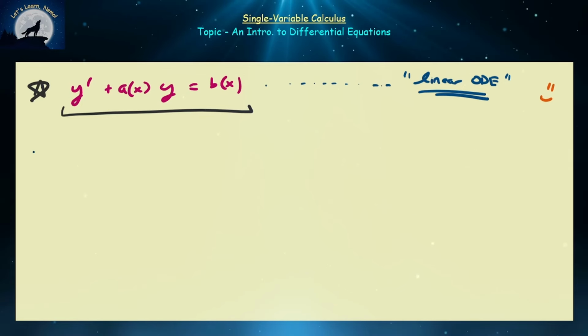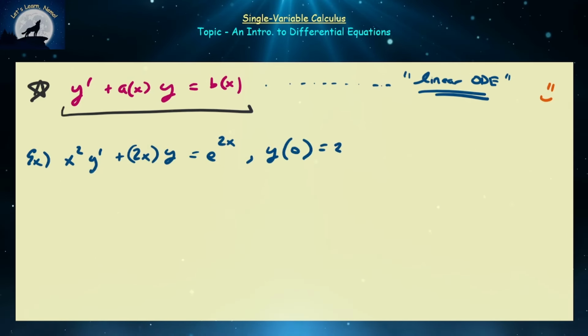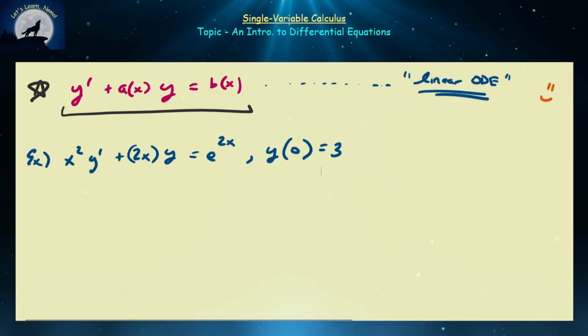So let's actually take an example of what we call a linear differential equation and see if we can solve it. So we have x squared y prime plus 2x times y is equal to e to the 2x, and let's throw in an initial condition of y of 0 is equal to 3. So pause this video if you think you can solve this. The very first thing to note is that it is a linear differential equation. I could divide both sides of this equation by x squared, and then my a of x will be 2x over x squared, and my b of x will be e to the 2x over x squared.